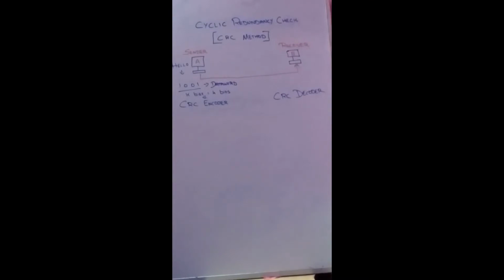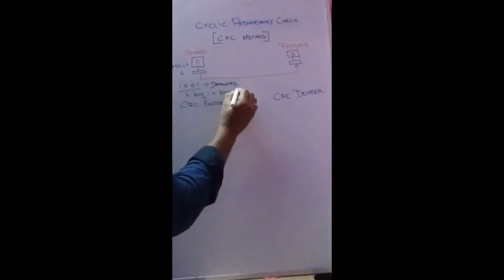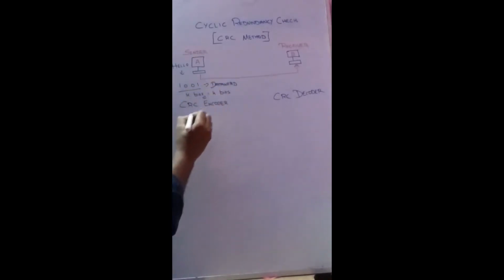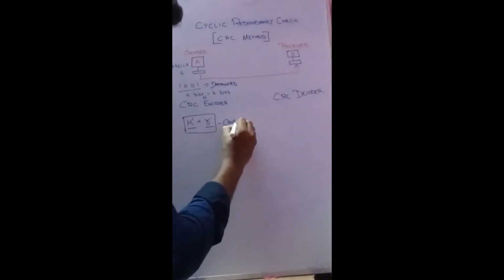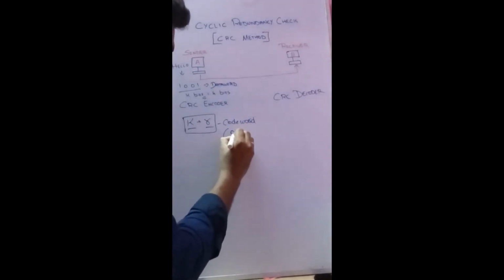As I said, on the sender side the data word is k bits, that is 4 bits. The code word which needs to be generated and transmitted from the sender to the receiver is n bits. So n here is equal to 7. We don't transmit the data word alone; we add some redundant information, and the result is called a code word. K is the actual data word, R is the redundant bits that need to be added, and together this is called the code word. The code word's length is n bits.